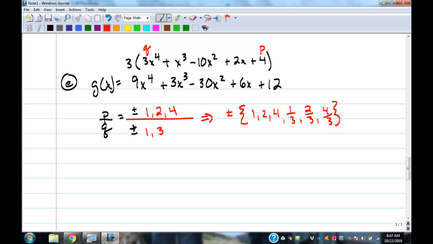Okay. So I'm hoping that one of these integers works when I graph this. If it doesn't, that's okay. We got some fractions that we could try. So we're going to try that first. So I'm gonna graph the original problem.